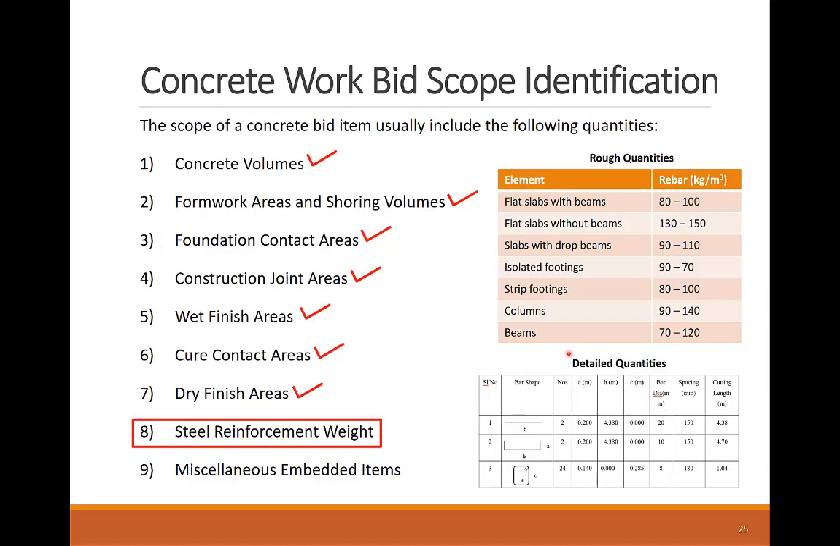Steel reinforcement can be estimated in rough or detailed quantities. This table shows very rough rebar quantity estimates for different structural concrete elements. Rebar detailed quantities for different bar sizes and shapes can be estimated, but they are beyond the scope of this course.